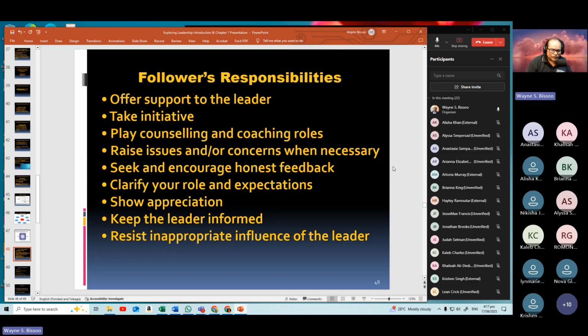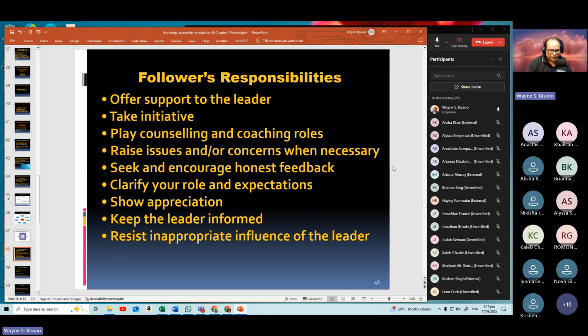Raise issues and or concerns when necessary. This is something that oftentimes followers neglect to do or are afraid to do based upon the behavior of our leadership. We'll come back to this in a little bit, because if you are in a situation where you are afraid to raise issues or concerns with your leader, then there's something wrong with that relationship and you should really be questioning what's happening there. Seek and encourage honest feedback.